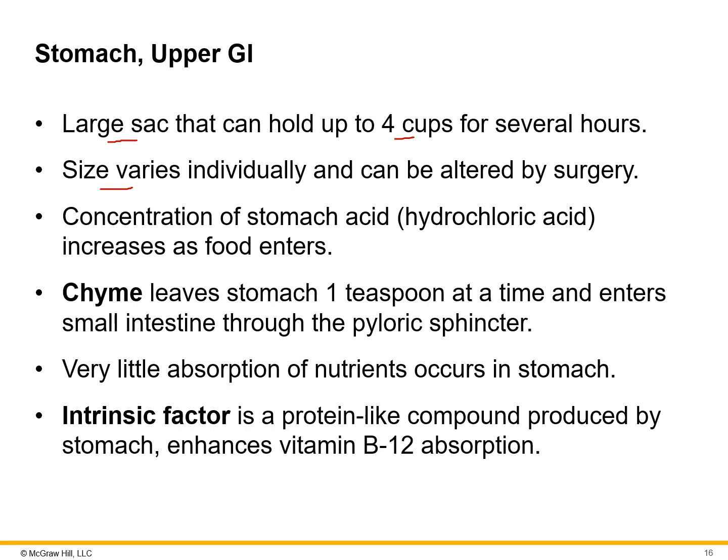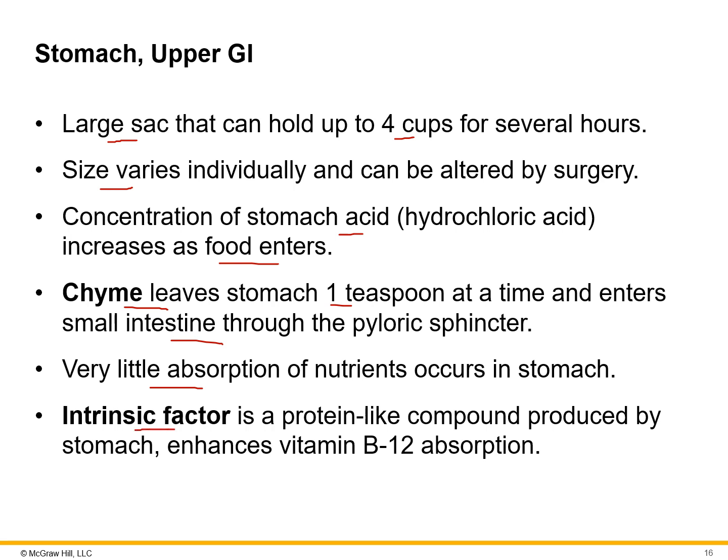Now, the concentration of the stomach acid increases as the food enters, so that gets triggered. Again, that chyme, those different secretions, leaves the stomach about a teaspoon at a time and goes to the small intestine through that sphincter. So we move from that food bolus, then we digest it a little bit into chyme that then travels to the small intestine. There's actually very little absorption of nutrients that happens in the stomach. A lot of digestion and breaking down of the food, but not too much is absorbed here.